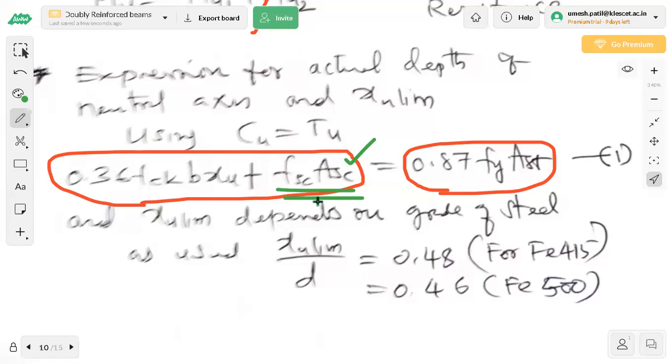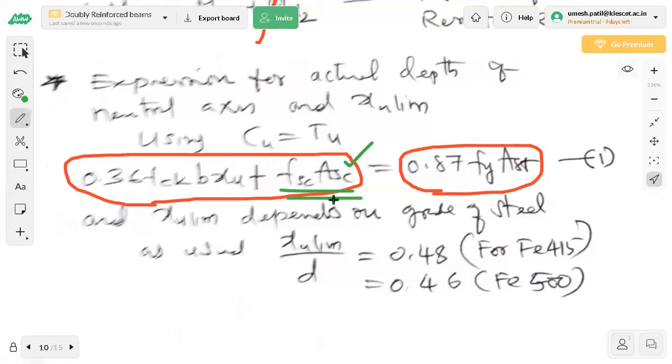Because I have introduced steel rods in the compression zone, this term has appeared. FSC into ASC is one extra term. So if you are asked to calculate the XU for a doubly reinforced section, this extra term has to appear, which is FSC, meaning stress in the compression steel into area of compression steel.